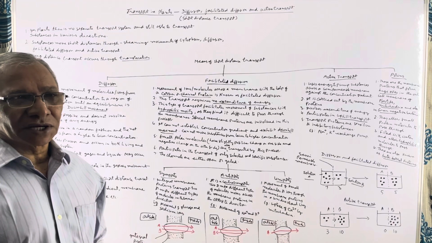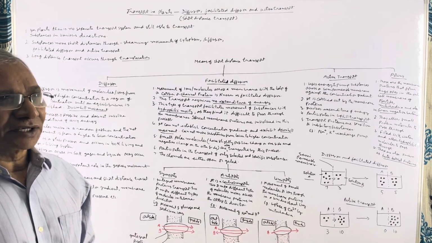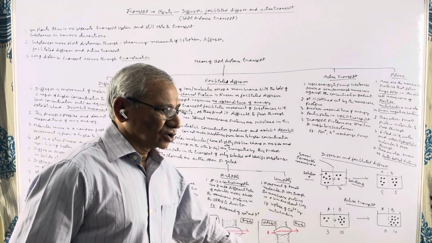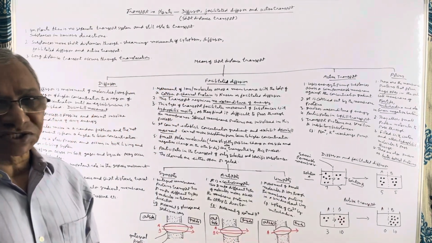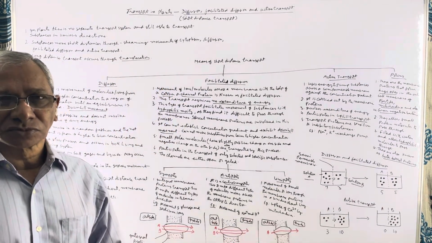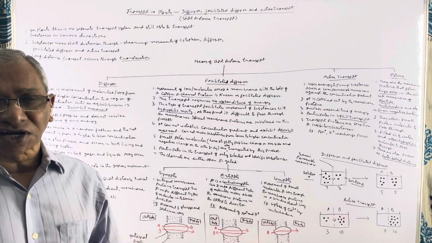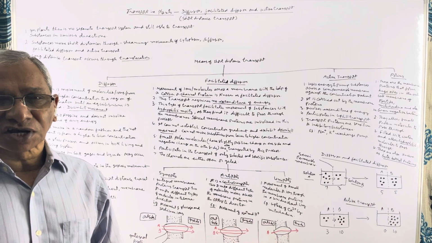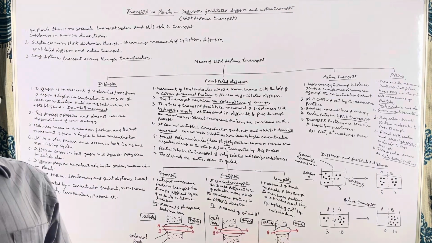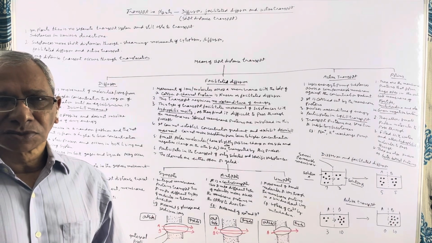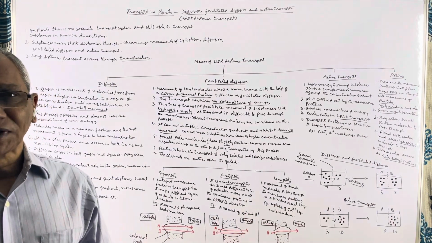The topic selected for today is transport in plants. In plants, we come across various types of transport. This transport can be for long distance travel or for short distance travel. In animals, we come across a separate transport system. In all higher animals, we find it.